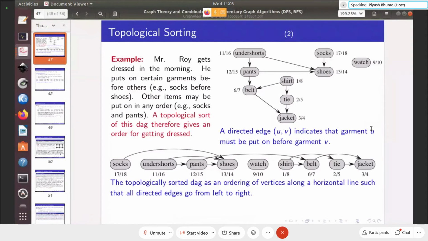That is illustrated here. All the vertices in this representation of wearing different dresses are shown over here. Dependencies are shown by arrows. Forward arrows tell a dependency, such as socks have to be worn before the shoes, and so on. Similarly, the shirt has to be worn before the tie. So this arrow tells the dependency, and the edges can go from left to right in this linear order of the vertices.